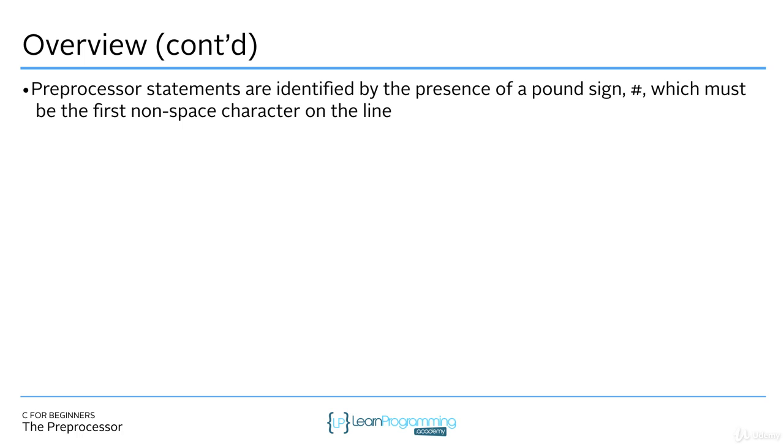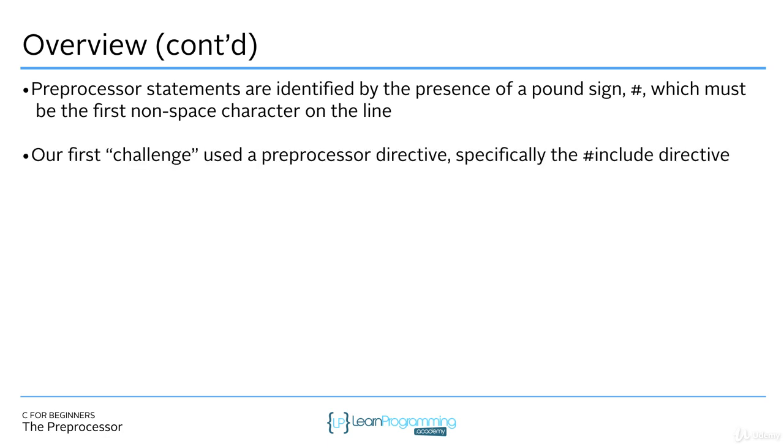So the way that you can identify preprocessor statements in your source code is they have a pound sign before them. So they have that number pound sign. And that has to be the first non-space character on the line in order to be a preprocessor command, also known as a preprocessor directive.